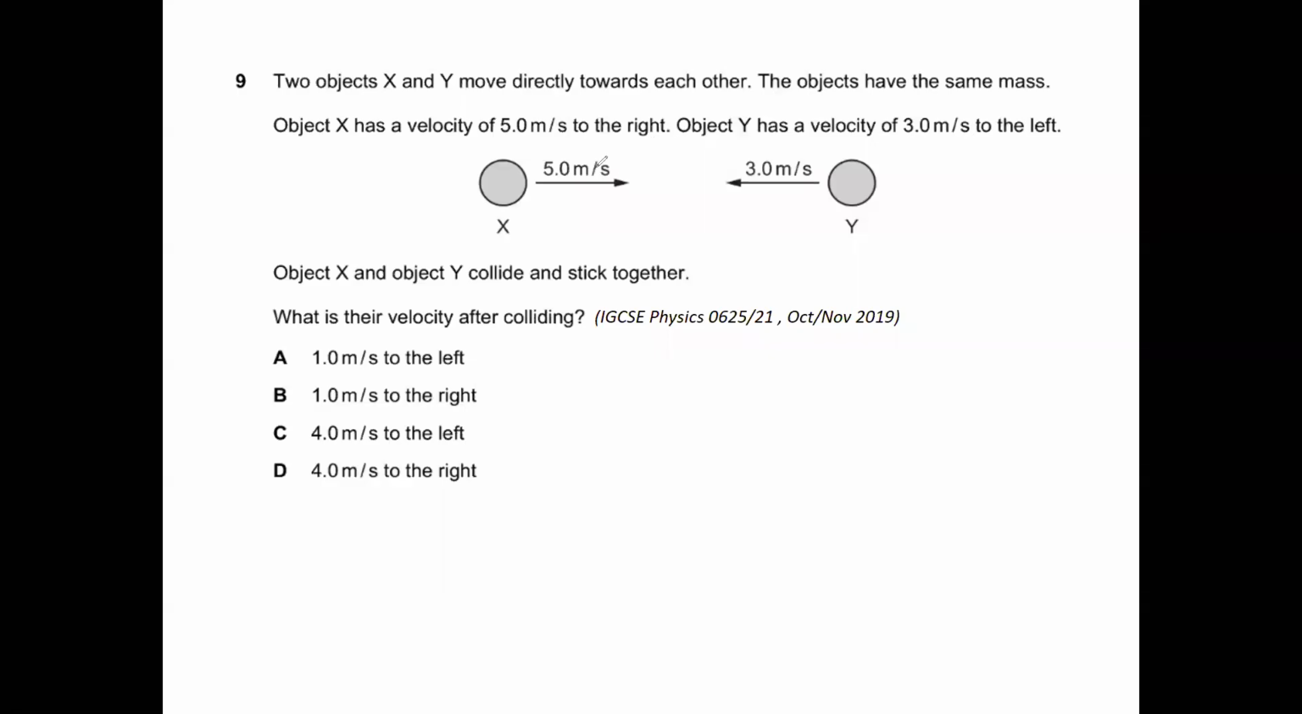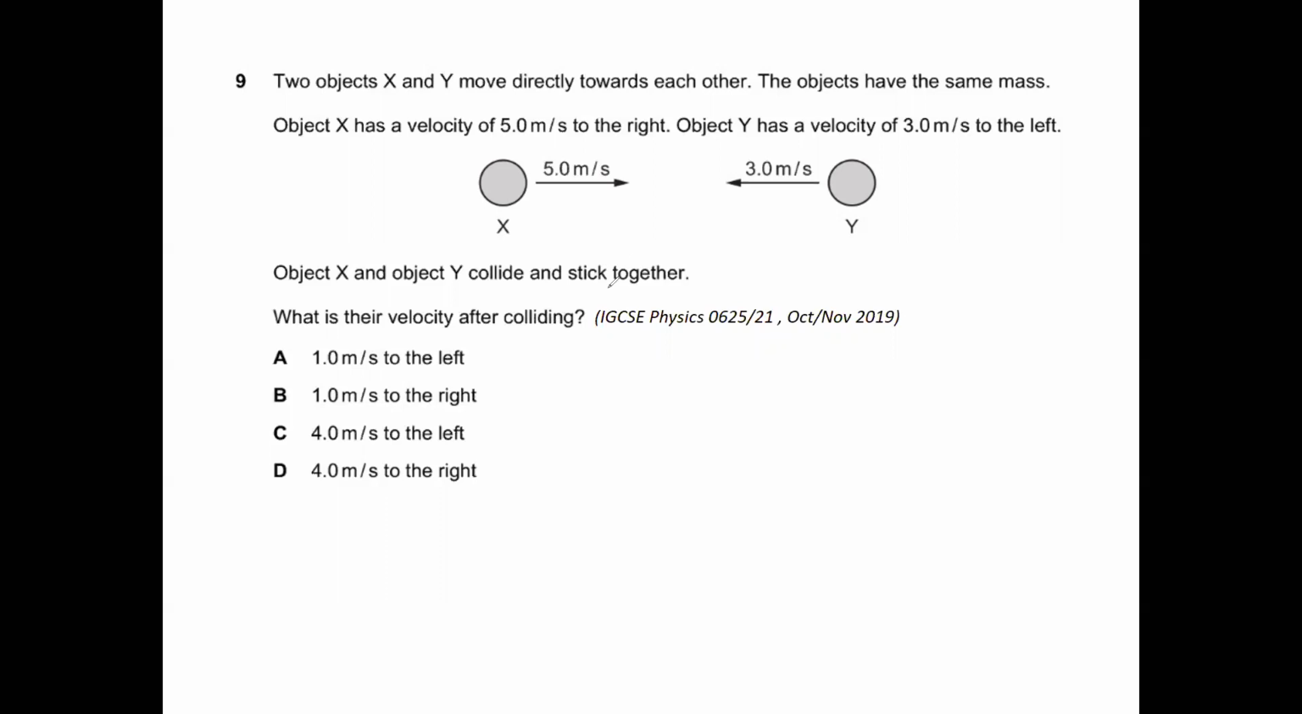For this video, I want to discuss momentum and impulse from an IGCSE physics past paper. For the first question, two objects X and Y move directly towards each other. They have the same mass, the velocity of object X is 5 to the right, and object Y has a velocity of 3 to the left. Object X and object Y collide and stick together. The question is, what is the velocity after colliding?